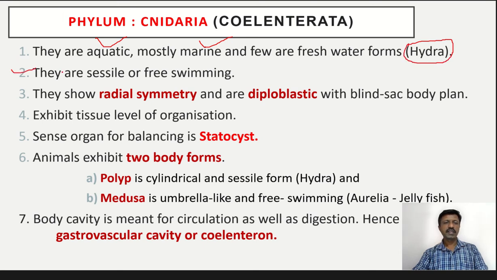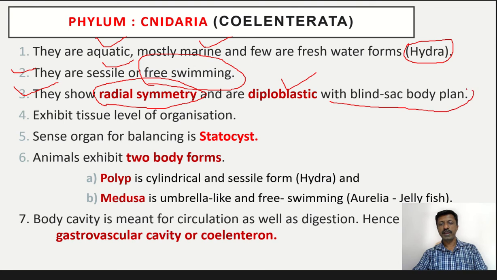They are sessile or free swimming. Some organisms are free swimming, they show free swimming movement, and some are sessile. They follow radial symmetry. These organisms are diploblastic, having only two body layers, and with a blind sac body plan.